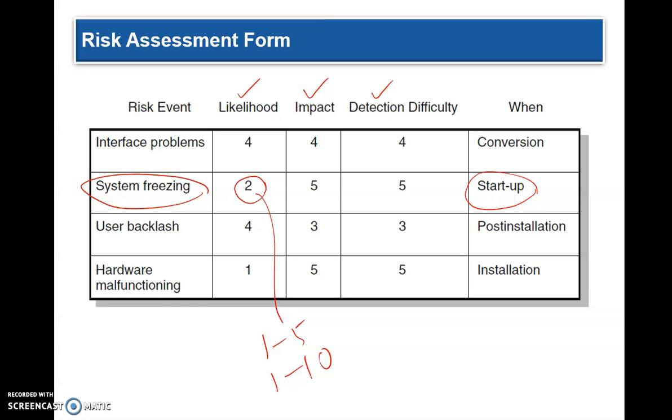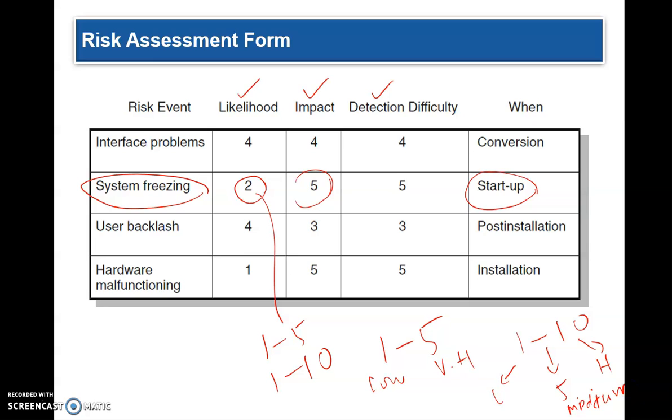You can also say what is the impact if it happens. The impact can be medium high. It's not very high. So you can have a scale of 1 to 5, 1 being low and 5 being very high. Or you can have a scale of 1 to 10. 10 is very high, 5 is in the middle, and 1 is low. Or medium.